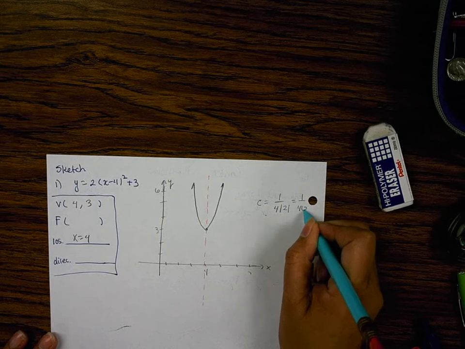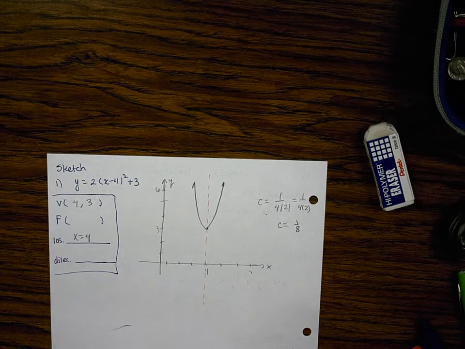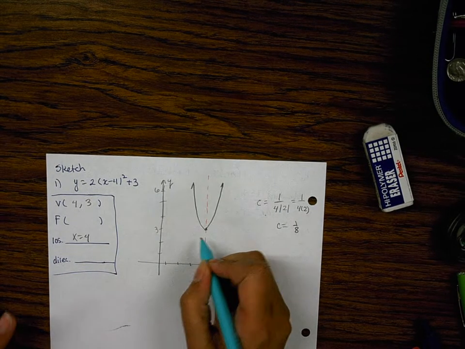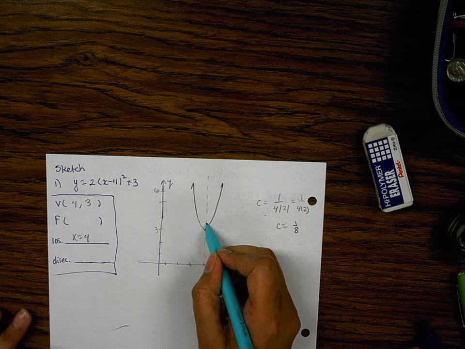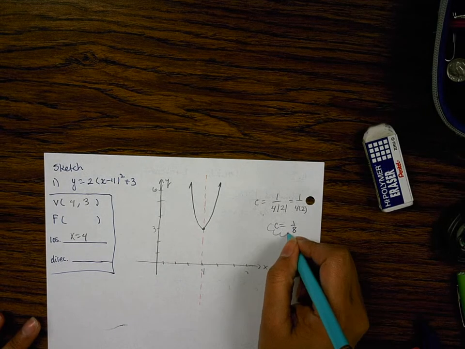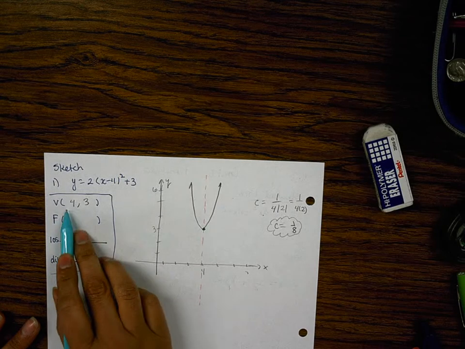1 over 4 times the absolute value of 2. Well, the absolute value of 2 is just 2. So it's 1 over 4 times 2, 1/8. What this means is for my vertex, I'm going to move up 1/8, down 1/8, and be good. Up 1/8 would be the focus because it's always inside. Down 1/8 would be the directrix because it's always outside.